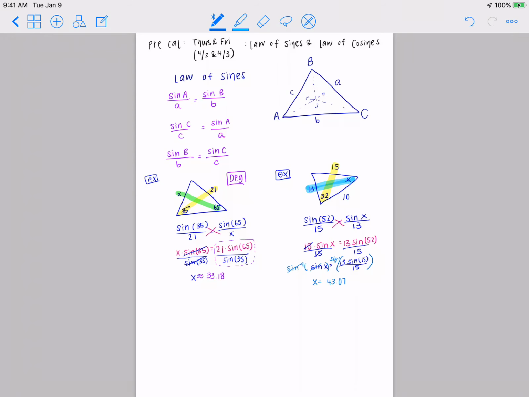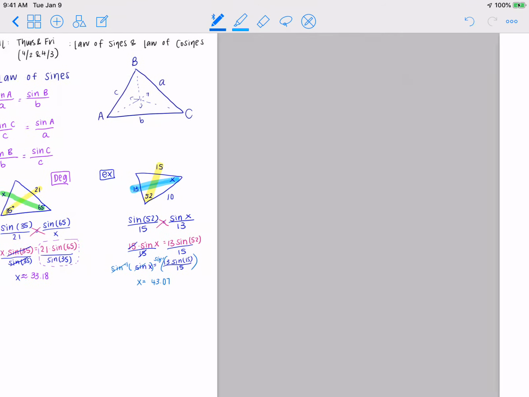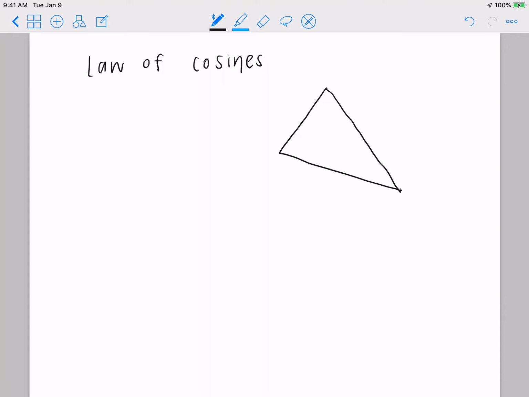So those are notes for law of sines. I'm going to do law of cosines next. So law of cosines is a little bit different. With law of cosines, usually you only have one pair, the same sense of pair that we talked about earlier.